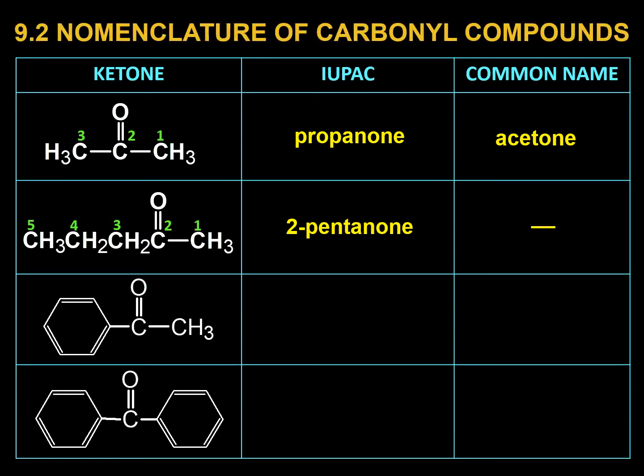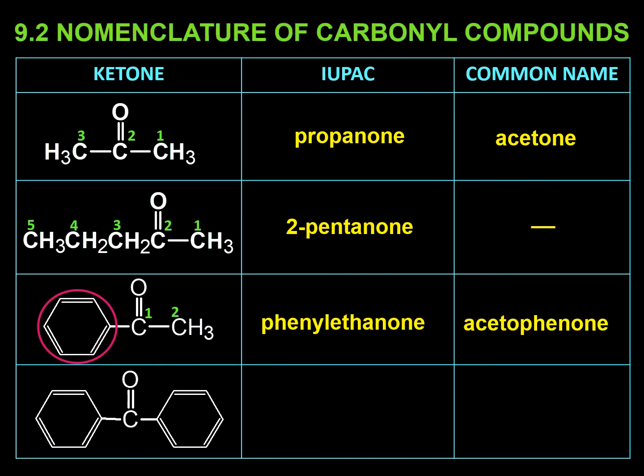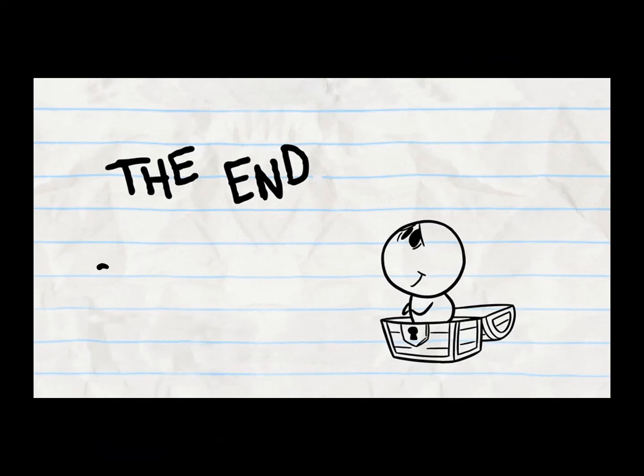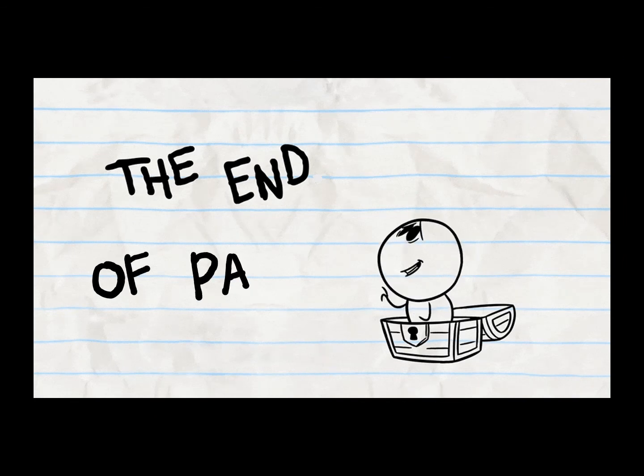The next example, we have 1, 2 carbon atoms as a parent chain and a benzene ring as the substituent. The IUPAC name for this example is phenylethanone, or known with a common name of acetophenone. The last one, we have 1 carbon atom as a parent chain bonded to 2 substituents of a benzene ring, known with an IUPAC name of diphenylmethanone and a common name of benzophenone. The end of part 1.